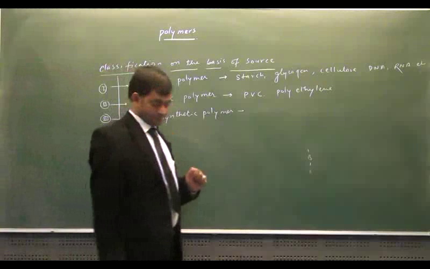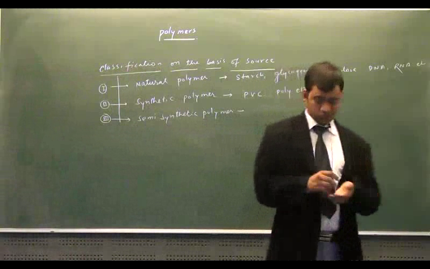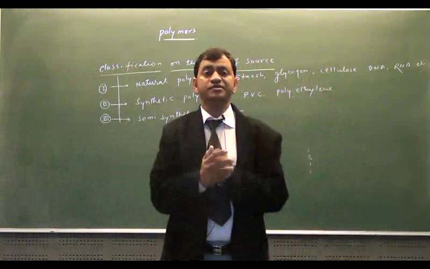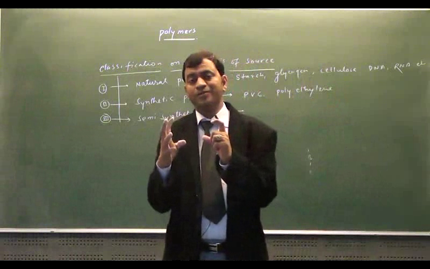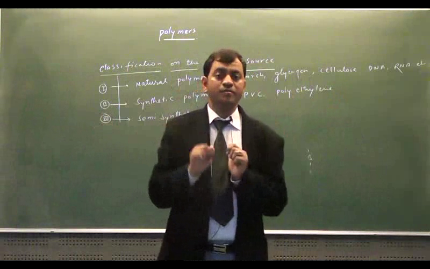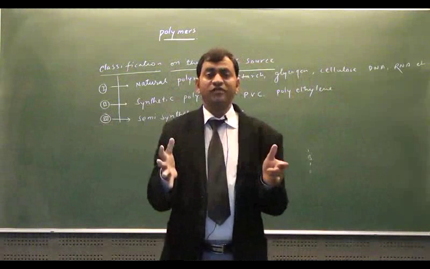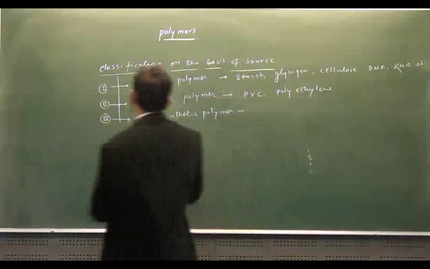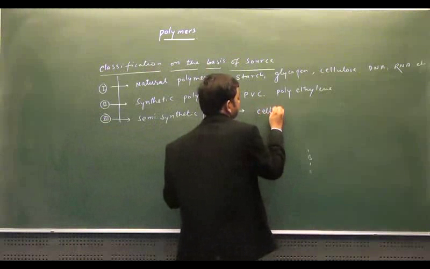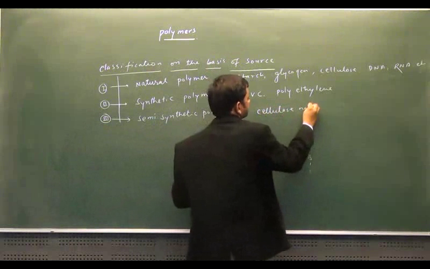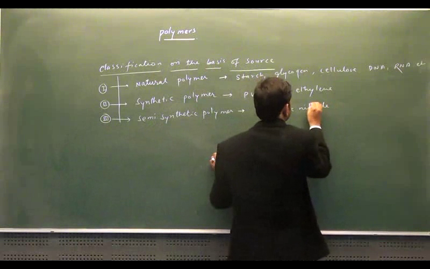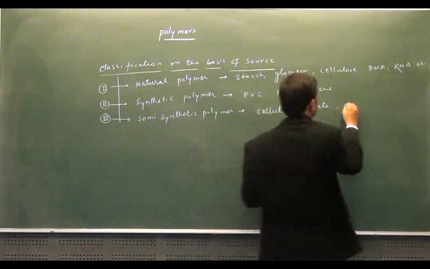Again, semi-synthetic polymer: the polymer in which nature synthesized the polymer and it is modified by human beings. Means some part of the polymer is synthesized by nature and it is modified by man. It is the work of both. Such a polymer is called semi-synthetic. Examples: cellulose nitrate, cellulose xanthate, etc.